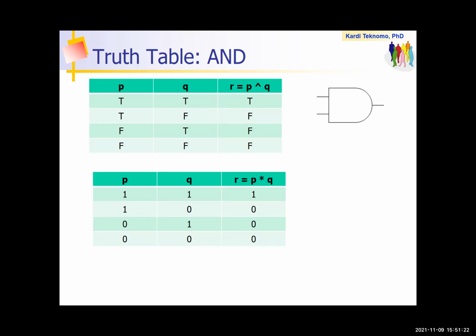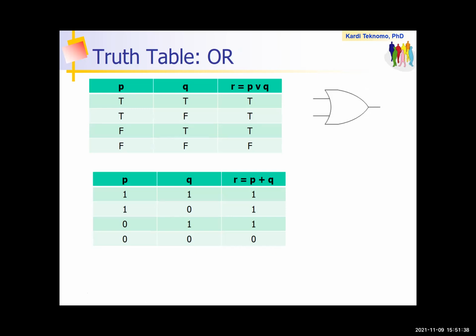So this is the truth table of AND. I can use true or false, I can also use 0 and 1. Exactly the same. This is the case. How about OR?